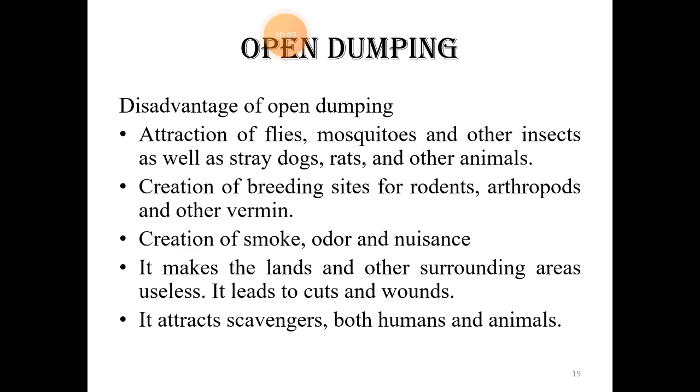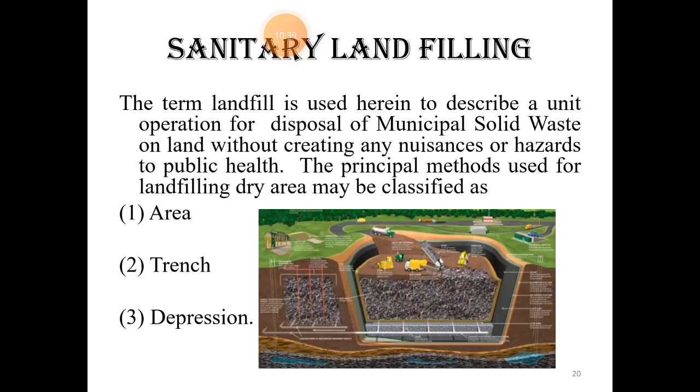Coming on to the disadvantages of the open dumping method, it includes attraction of vectors like flies, mosquitoes, house flies, then rats and dogs, etc., that spread diseases. It becomes a site for breeding of these animals and insects. It causes air pollution, land pollution, affecting the health of the surrounding human beings and even animals.